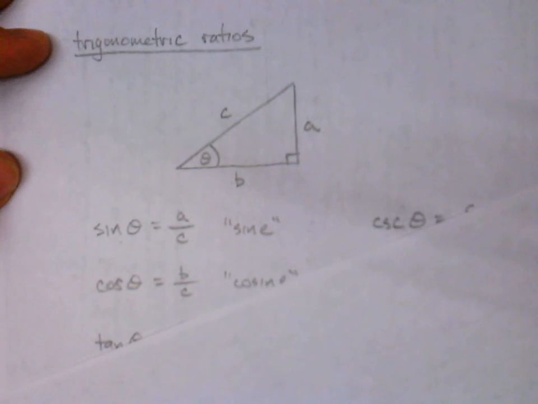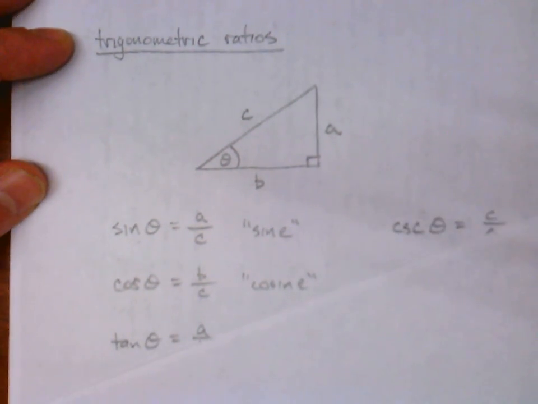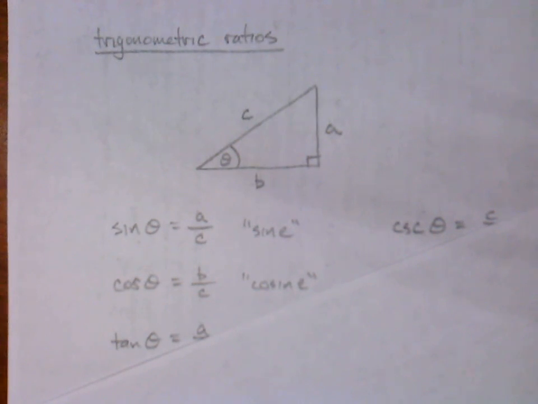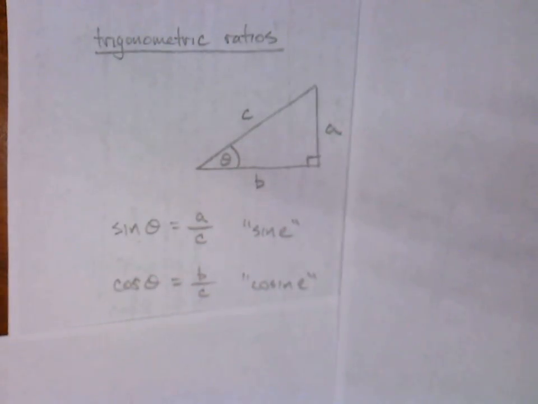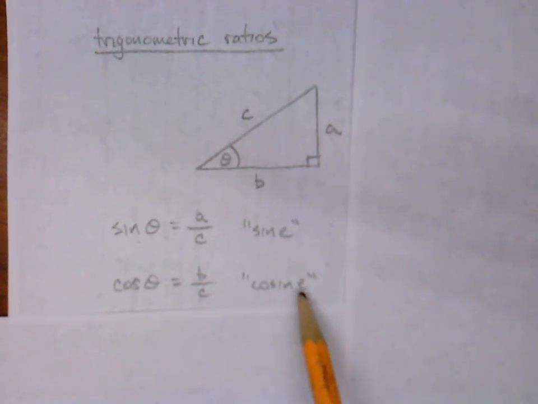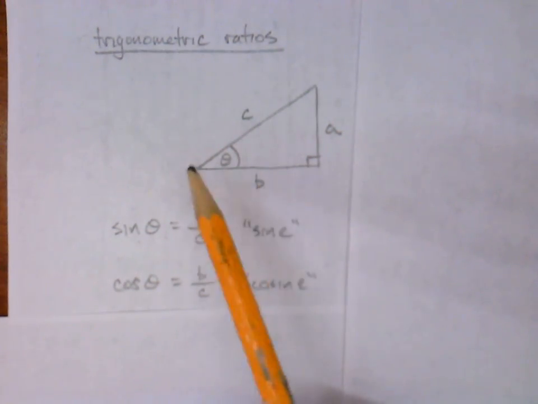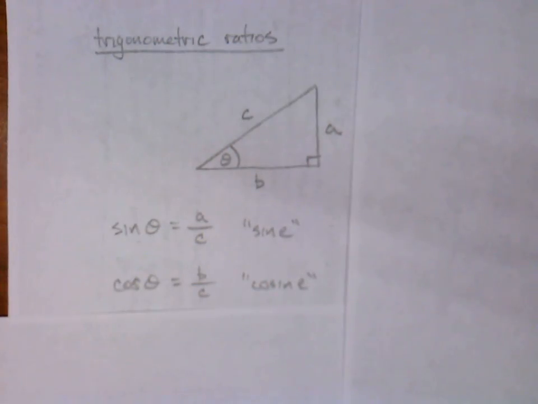Next up, trying not to reveal too much. Let me grab a second piece of paper. Okay, next, cos theta. We call it the cosine of theta. That's going to be the length B divided by C, that ratio.